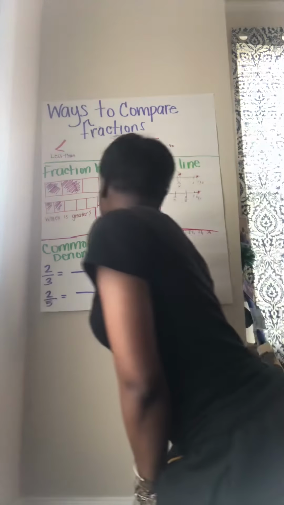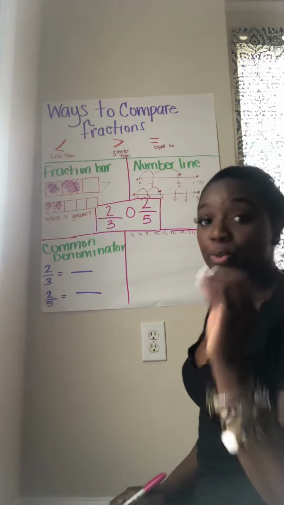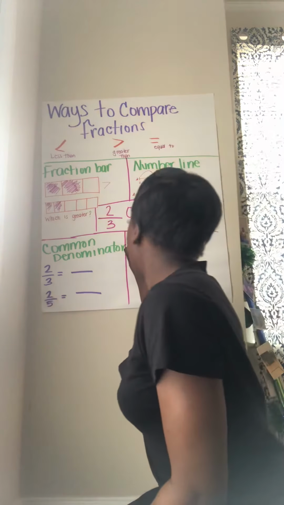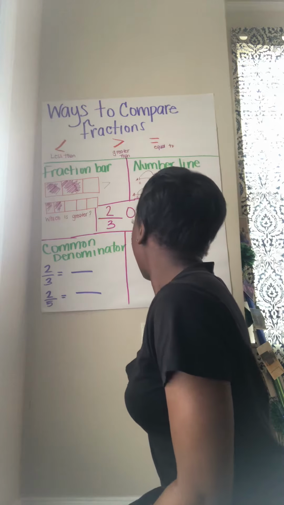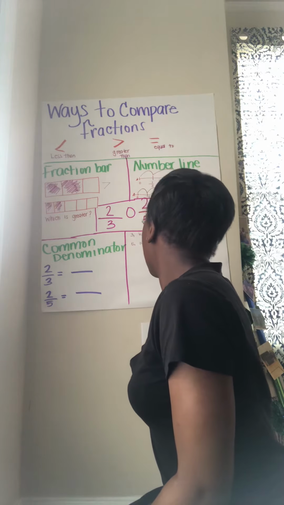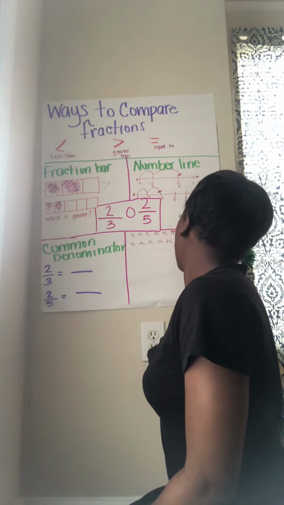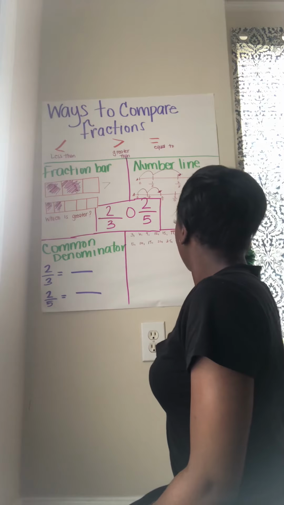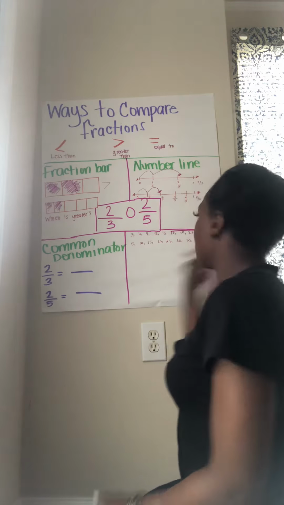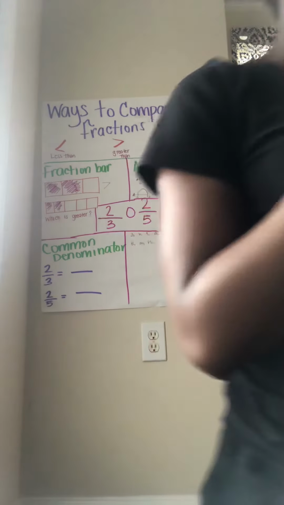I'm going to do the same thing for 5. List all of my multiples of 5 up until 10. So I have 5, 10, 15, 20, 25, 30, 35, 40, 45, and 50. All right, so I'm going to stop there.